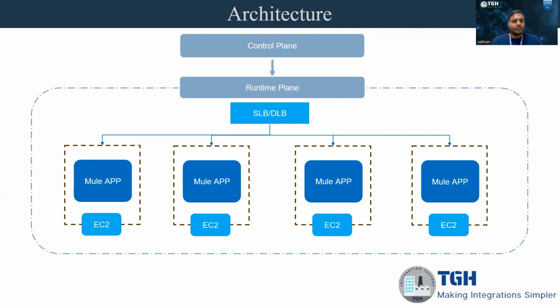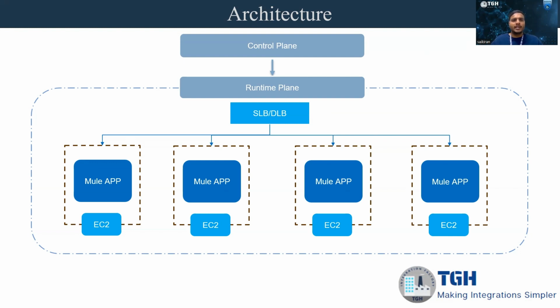In CloudHub, each Mule application is deployed to a separate EC2 instance in Amazon. So our entire MuleSoft CloudHub is hosted in AWS. Here we can see each EC2 instance will consist of one Mule application. If any Mule application crashes, this EC2 instance will get restarted.